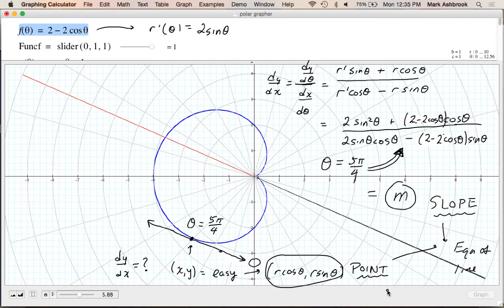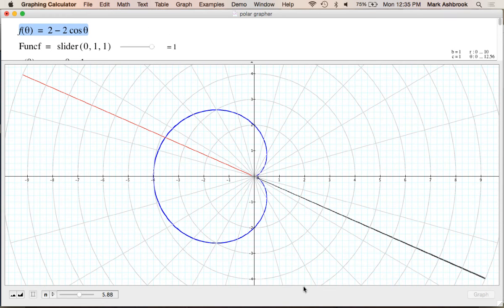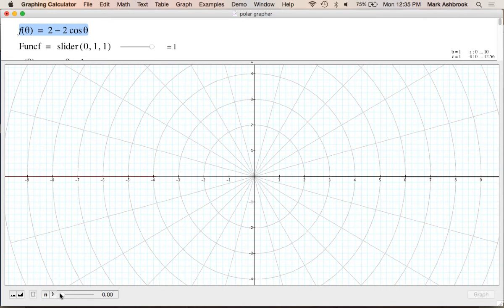So the last thing we got to talk about with polar coordinates for calculus is area. Let's talk about area. All right, so we got some generic function here like this. R is a function of theta.